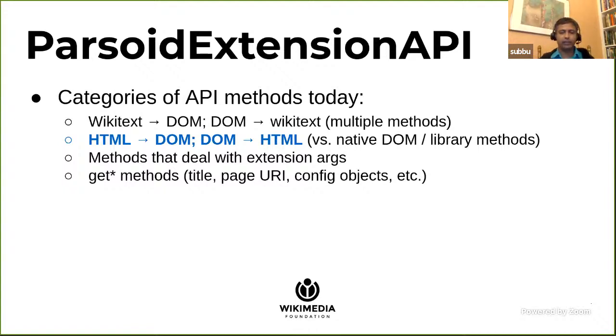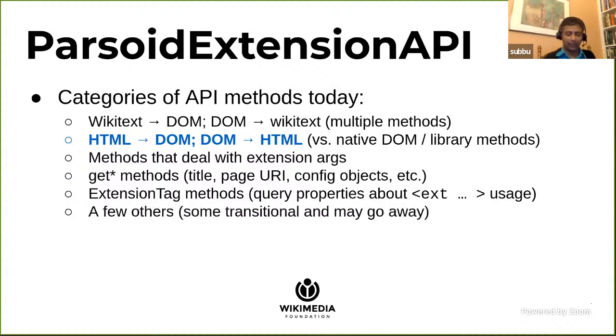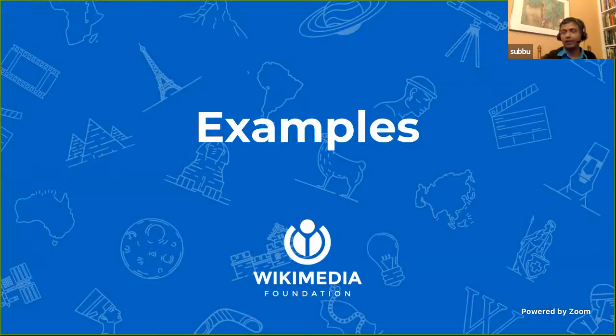Potentially, your extension may inspect these configurations and do something different based on how the wiki or the page is configured. And lastly, you can query properties over the extension tag itself. For example, is it a self-close tag or whatever it is? I forget all the methods there are, but there are a bunch of methods that you can inspect. And there are a few other methods. Some are probably transitional and may go away. And of course, depending on what we discover, we may add additional methods. So let's look at a few examples.